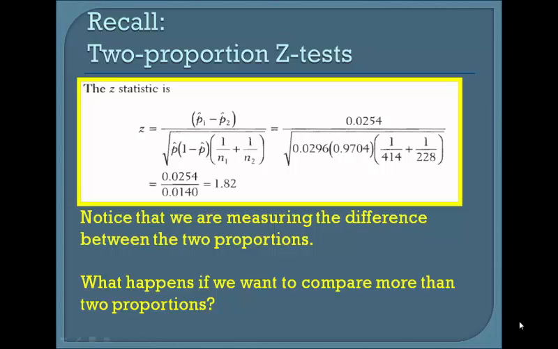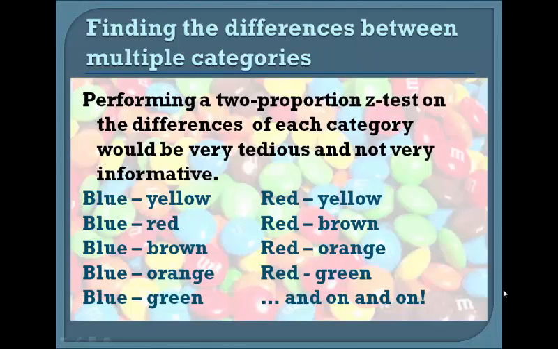In the last chapter, we learned how to find the confidence interval and conduct a significance test for two proportions. Notice that we are measuring the difference between the two proportions. What happens if we want to compare more than two proportions? But if we have multiple categories that you wanted to compare to existing proportions to what you observed, how would you do that? We want to see if our sample fits what is predicted.